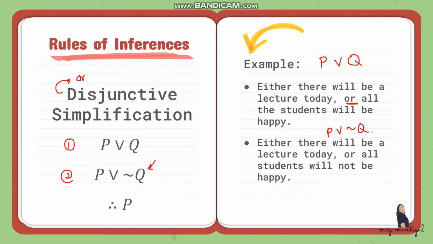Since we're just considering either there will be a lecture today or students will be happy, but in our second premise it was mentioned that students will not be happy. So therefore, our conclusion is that there will be a lecture today. So what we have here now is just P. So that is how you apply the disjunctive simplification.